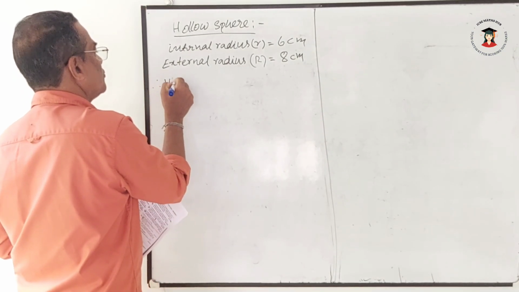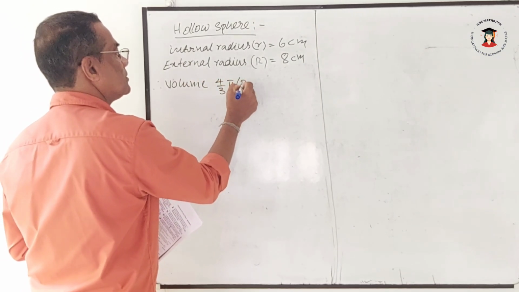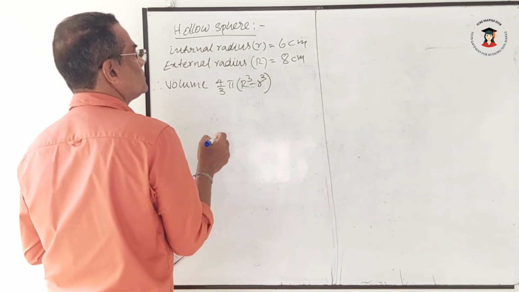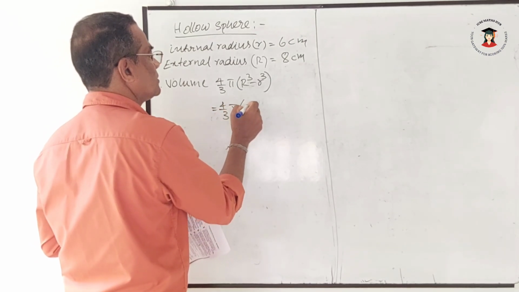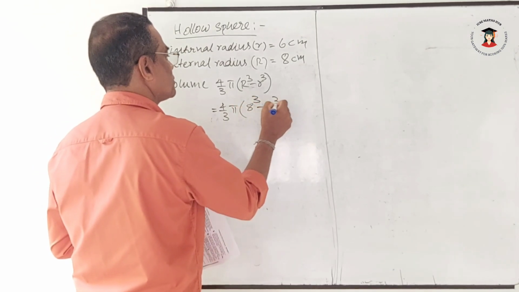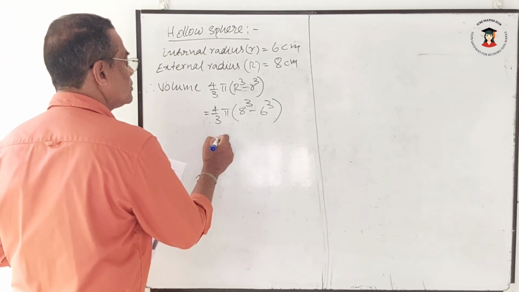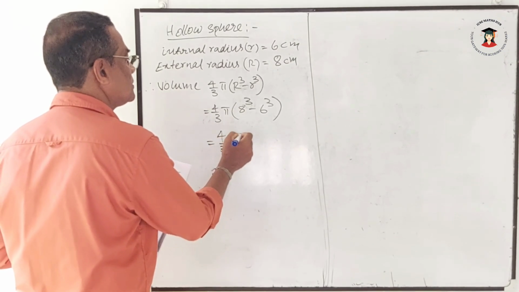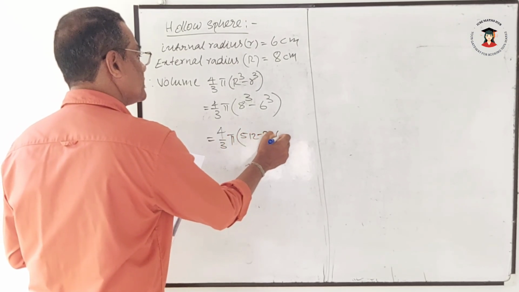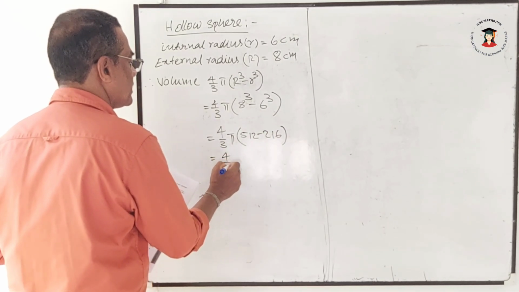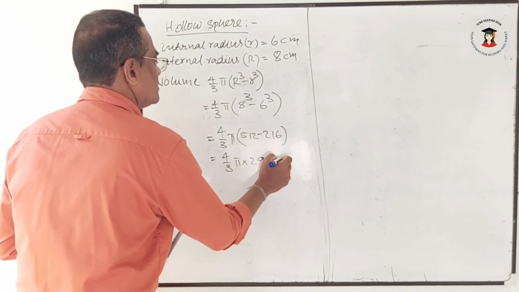Therefore, volume of hollow sphere equal to 4 by 3 pi into R cube minus r cube, equal to 4 by 3 pi into 8 cube minus 6 cube, equal to 4 by 3 pi into, 8 cube is 512 and 6 cube is 216, subtracting this will give you 296 centimeter cube.